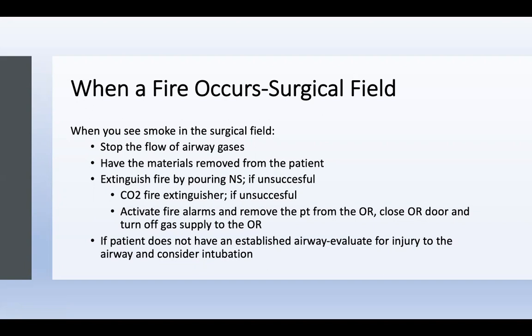Now, again, this is going to take a team effort. You're going to call for help, and it's going to take a number of people in a concerted effort to do this quickly and efficiently. Now, the other thing you want to consider is if the patient doesn't have an established airway at this point, you want to evaluate them for injury to the airway and consider intubation. If you are concerned about injury to the airway, then you definitely want to place an endotracheal tube sooner rather than later, because as time progresses, you're going to get more edema.